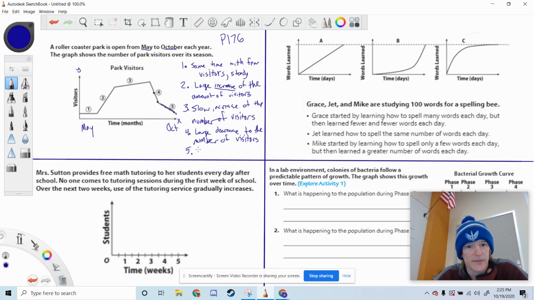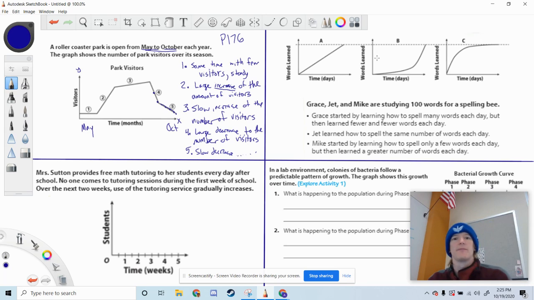We see another slow but steady decrease in the number of visitors, probably because it's getting colder again. Maybe it starts to snow like it is right now in the middle of October. I probably wouldn't want to go to a roller coaster park in the middle of a snowstorm. Maybe some of you might, but we see here towards the end of this graph, towards the end of the season anyway, because it's only open May to October, there are fewer and fewer people going to this roller coaster park.